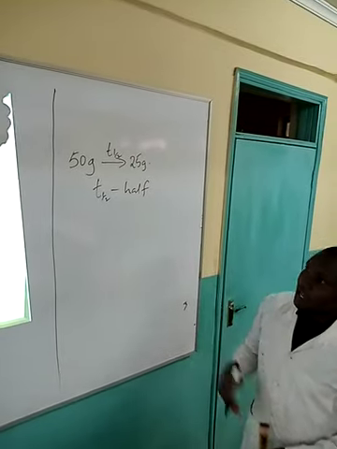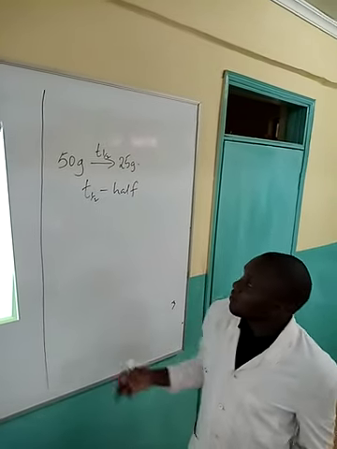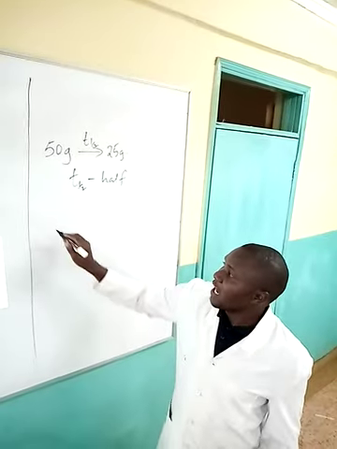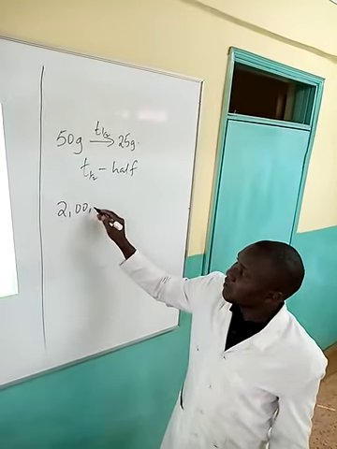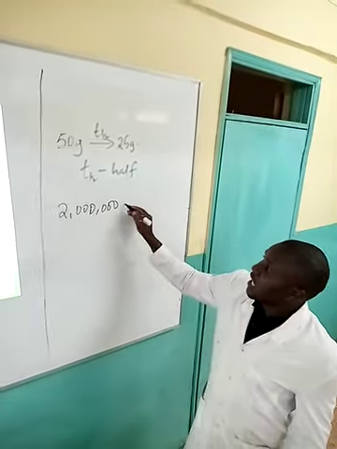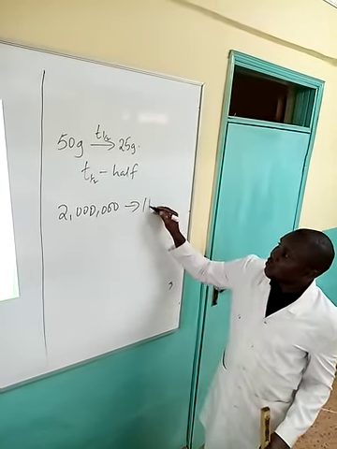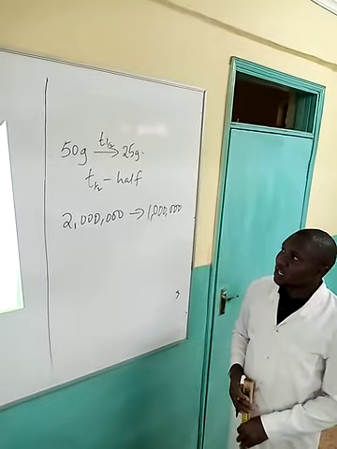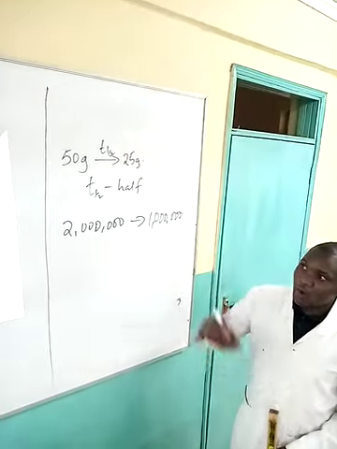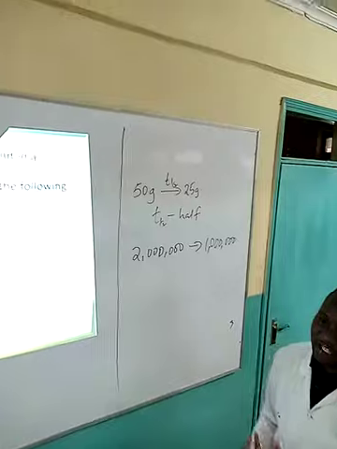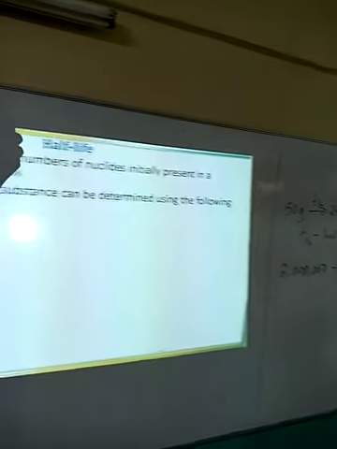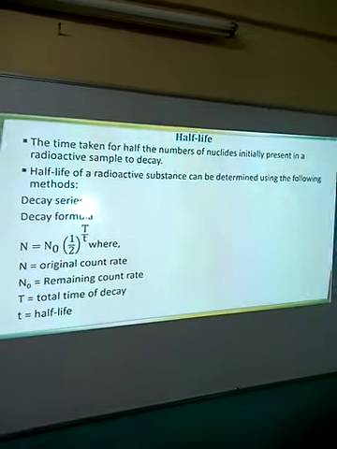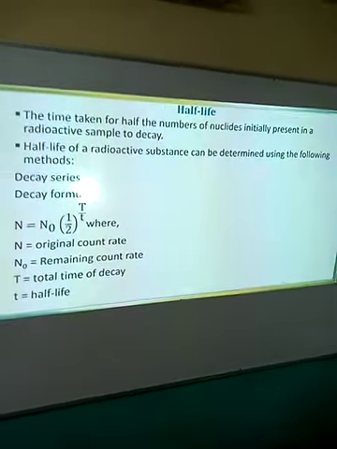If it is a number, for example, you are looking at the number of nuclides initially present, probably there are 2 million present in the beginning. The time taken for this number to become 1 million nuclides is also called half-life. So when defining half-life, we can use half the number, half the mass, or half the activity of the radioactive sample initially present to decay.